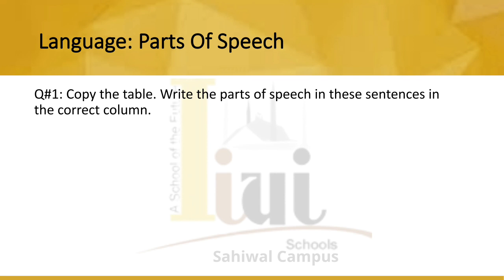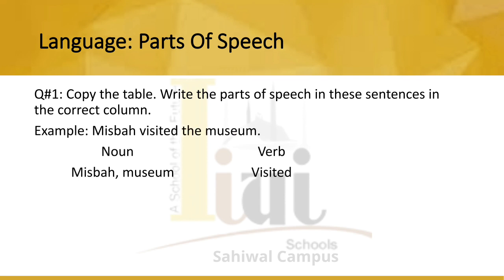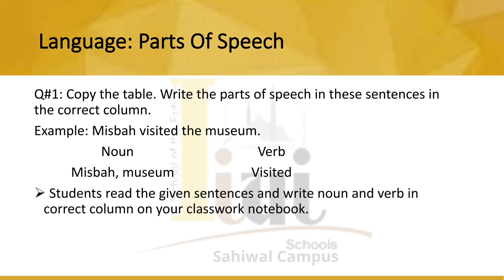Here are 6 sentences given, so you have to read one by one and separate nouns and verbs in the correct columns. For example, Misbah visited the museum. Here an example is given. So in that sentence, Misbah and museum are nouns, while visited shows the action of Misbah. So visited is a verb. Students, read the given sentences and write noun and verb in the correct column on your classwork notebooks.